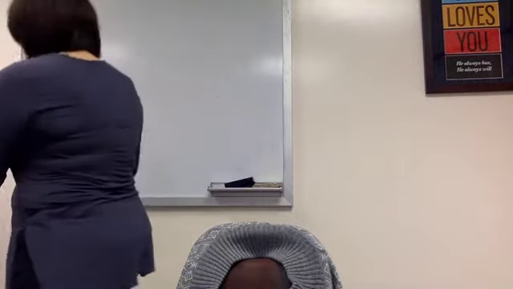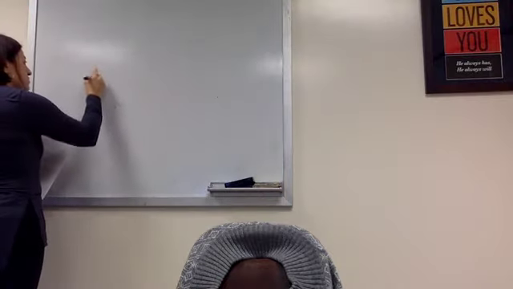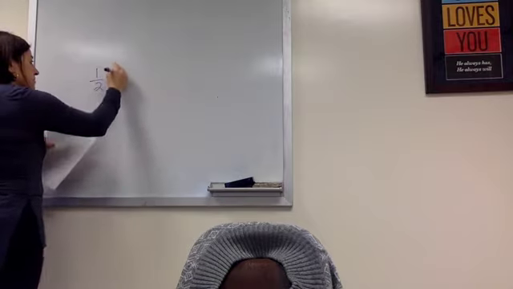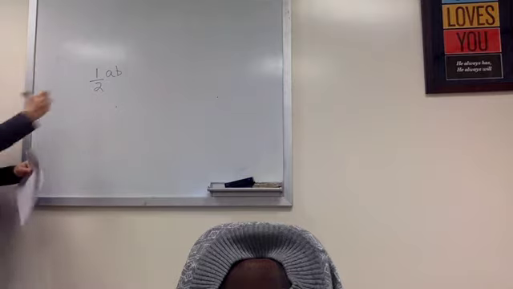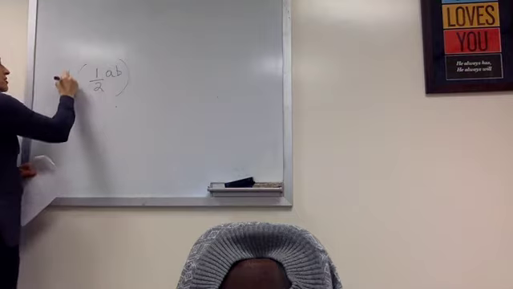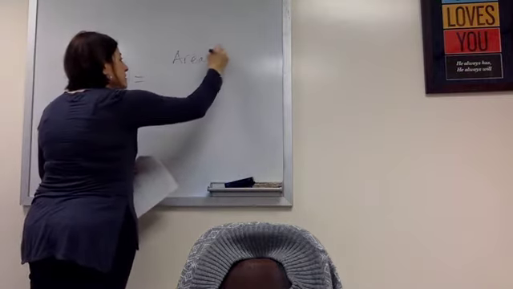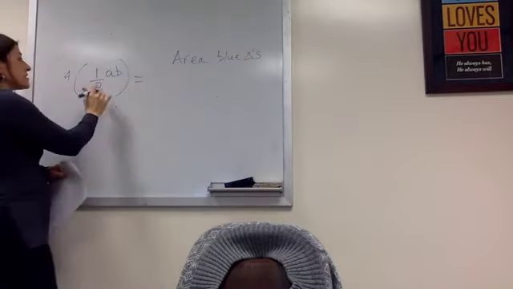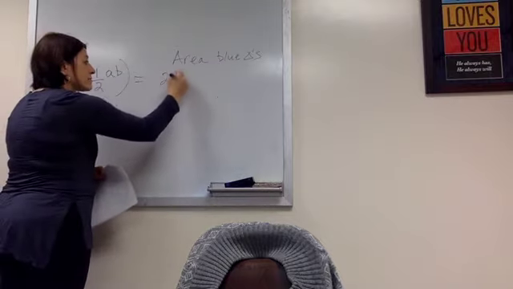So if I were talking about the area of those triangles, one of those triangles is going to be what? 1/2 A times B. Does everybody agree with that? That's one of those triangles. But how many of them do I have? 4. So the area of the 4 blue triangles is going to be 4 times this. What's 4 times 1/2? 2AB. So that's 2AB. Okay?